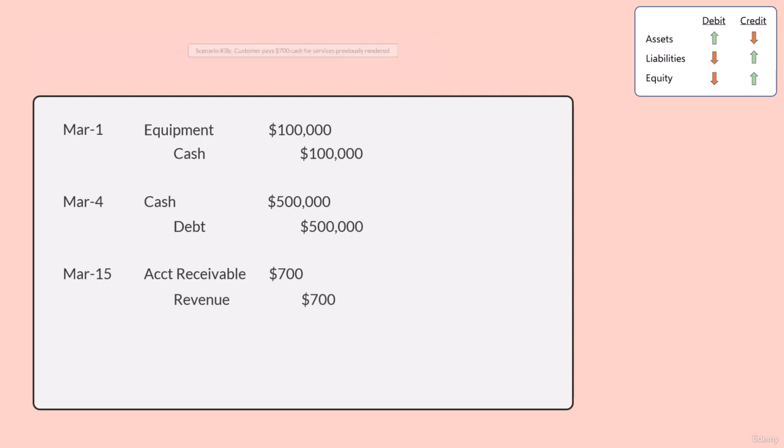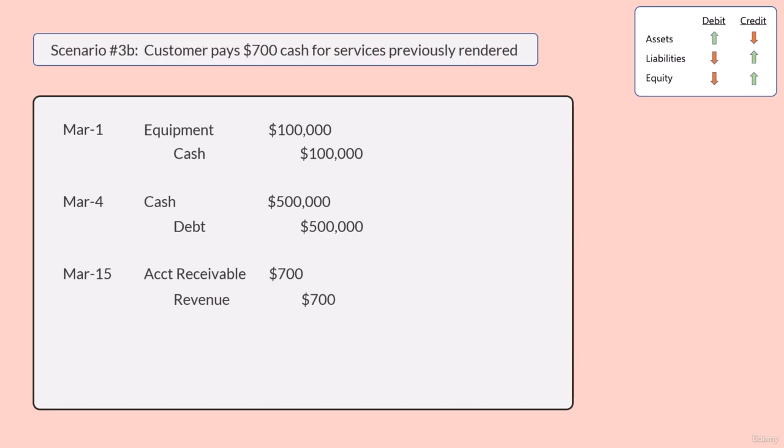Now, 15 days later, that same customer pays $700 in cash for services previously rendered. So in this situation, we're again trading one asset for another, with the receipt of cash satisfying the account receivable. So the debit in this transaction is cash, and the credit is to accounts receivable.